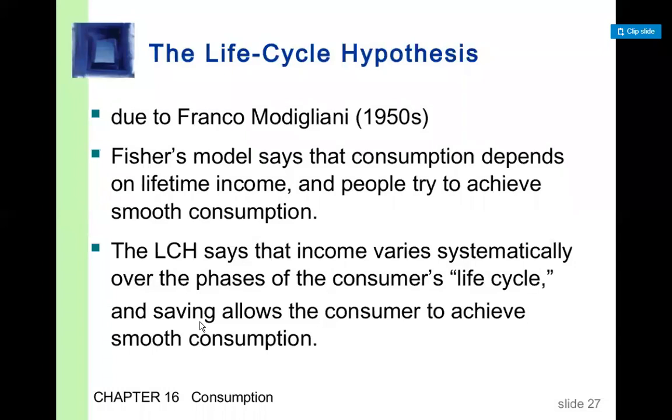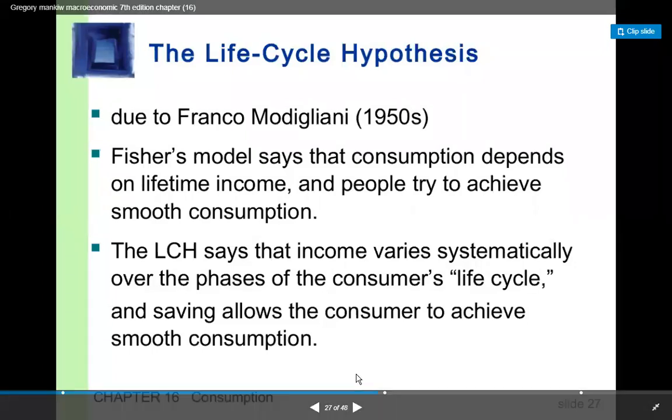ये बेटा ब्रीफ सा इसका इंट्रोडक्शन है कि फिशर के नजदीक क्या है, कंजम्पशन लाइफ टाइम इनकम पर डिपेंड करती है और कंज्यूमर कोशिश करते हैं कि वो स्मूथ कंजम्पशन लेवल अचीव करें. लाइफ साइकिल हाइपोथेसिस की मीनिंग क्या है? लाइफ साइकिल हाइपोथेसिस कहते हैं कि इनकम ओवर द टाइम वेरी करती है. ये तो बड़ा कॉमन सी बात है कि डिफरेंट टाइम पीरियड में इनकम वेरी करती है और लोग सेव करते हैं. सेव क्यों करते हैं? ताकि वो स्मूथ कंजम्पशन लेवल ओवर द लाइफ अचीव कर ले.